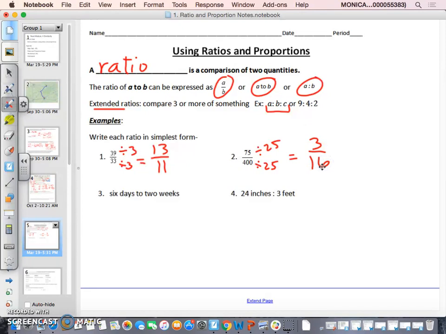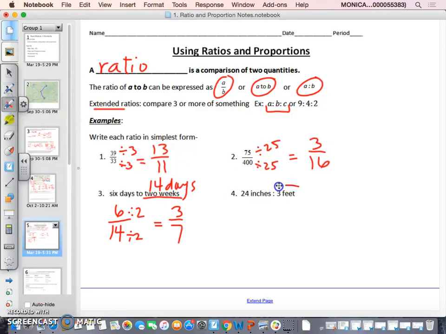One thing to be careful of is when you're comparing your two quantities, like in this situation here, we want to make sure our units are the same. And so this is 6 days to 2 weeks. 2 weeks is 14 days. So first you want to convert to days. Then you can go ahead and write your ratio of 6 over 14. 2 goes into both, and you end up with 3 over 7.